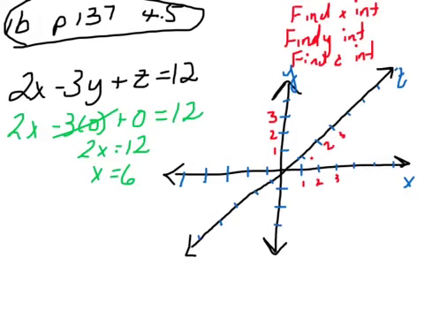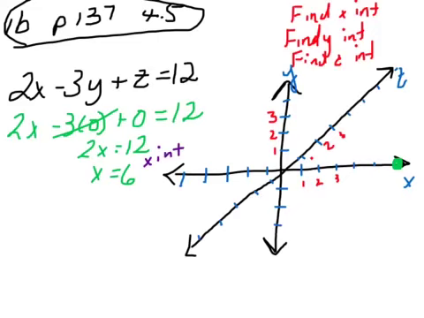1, 2, 3, 4, 5, 6. That would be right here. I almost didn't make it big enough. Oh, I didn't make it big enough for the z-axis. Oh well, such is life. Okay, we'll just deal with it when we get there. Now that's my x-intercept.